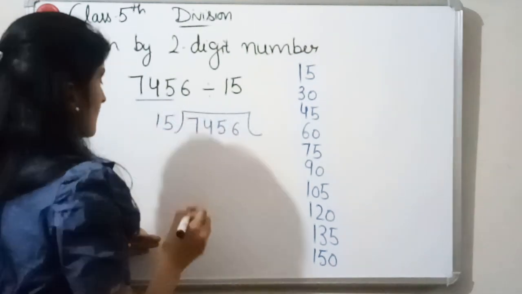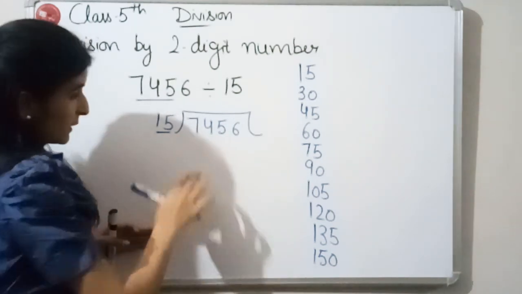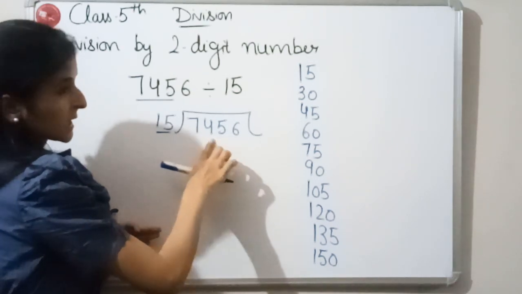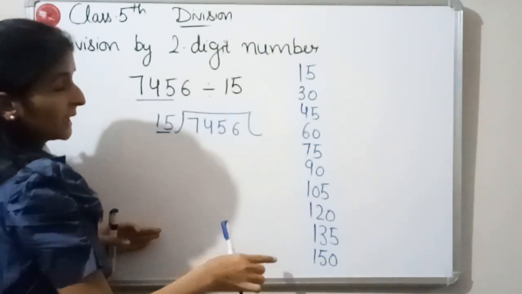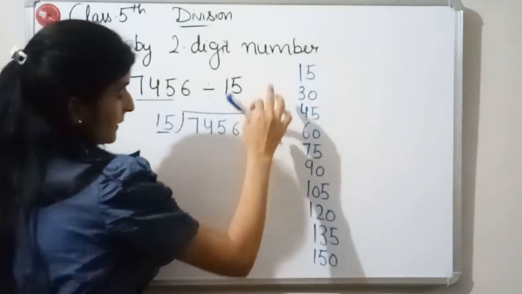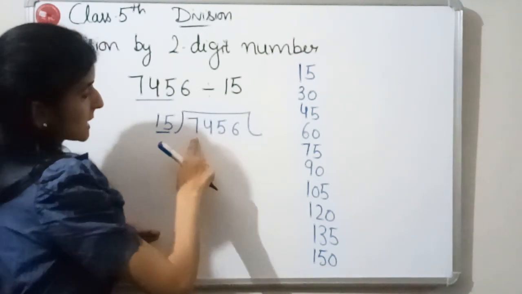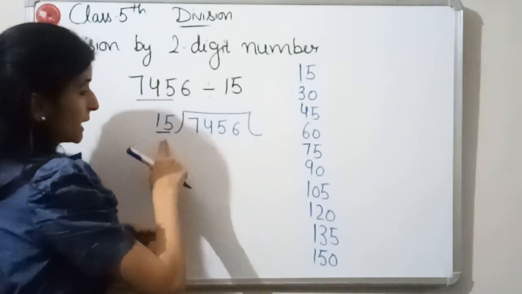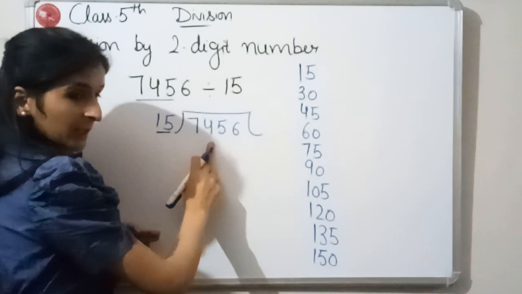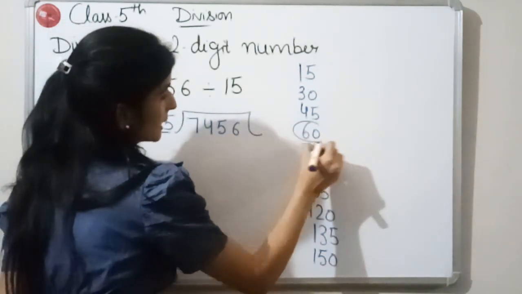Now we can see, it's a 2-digit number. So firstly we are going to check the first 2-digit number. The first 2-digit number is 7 and 4, 74. Which number in the table of 15 is less than or equal to 74? 74 does not come in the table of 15. Now we will check the number which is less than and nearby 74 in the table of 15. That number is 60.